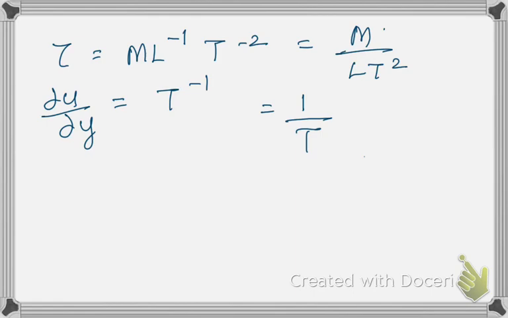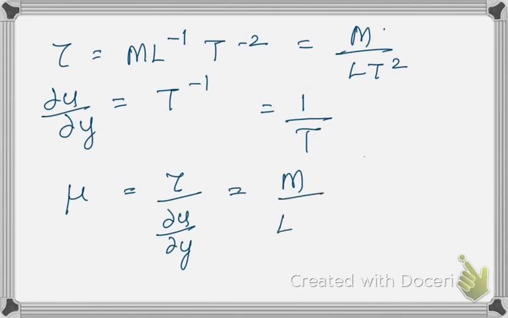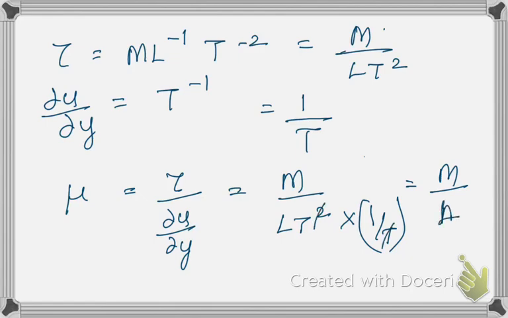Okay, now mu is equal to tau by dou u by dou y. So tau is m by L t square, and dou u by dou y is equal to 1 by t. So I have to substitute 1 by t here. So it becomes m, this t and this t can be cancelled off, m by L t. So mu will be equal to m L power minus 1 t power minus 1.